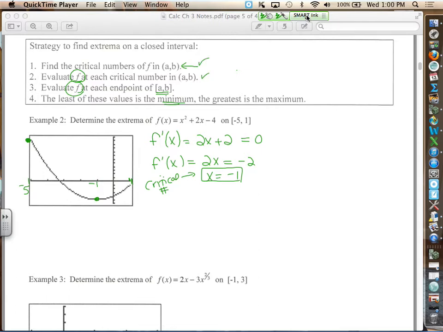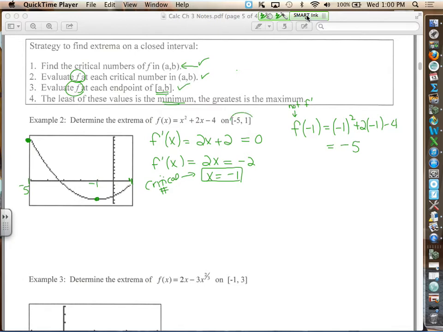Second step says to plug that critical value back into the original function, into f, not the derivative. So back in f, I'm going to plug in negative 1. So negative 1 squared plus 2 times negative 1 minus 4. That gives me an outcome of, what do we have, negative 5. So that's my second step. Third step says to plug in the endpoints.